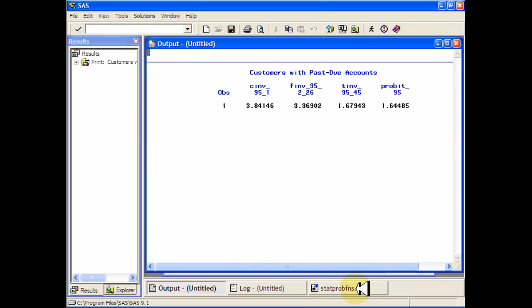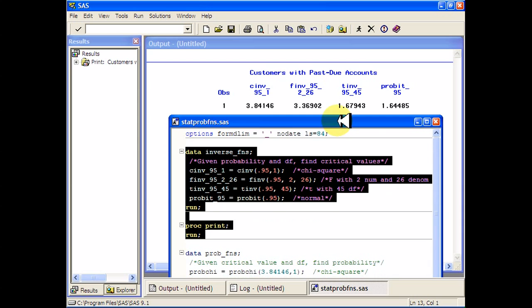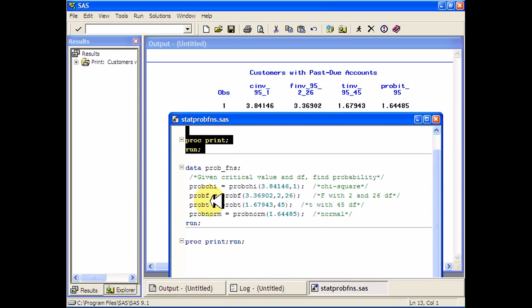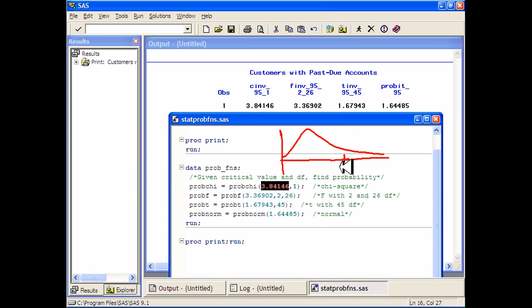Same thing with the T. So I cheated a little bit and grabbed those numbers and put them back in the opposite functions in order to get out areas of 0.95. So if I want the area that's below the number 3.84, say I've got my chi-square distribution, and I know that my test statistic was 3.84146. So that's my number.